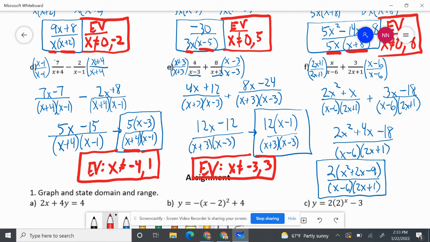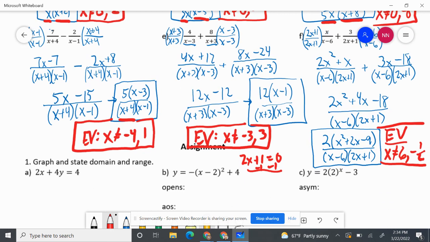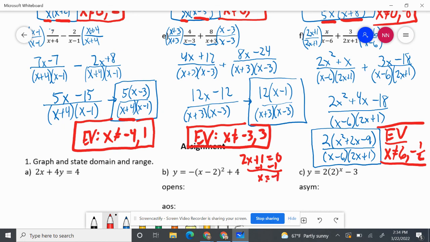When I'm looking at my excluded value, x cannot equal 6, and this next one is negative 1/2. So how we get the negative 1/2, if you can't see it, is we take 2x plus 1 and set it equal to 0. So when we subtract the 1, we get a negative 1. And then when we divide it by 2, what we get is a negative 1/2. So that's how we're getting the negative 1/2 right here.